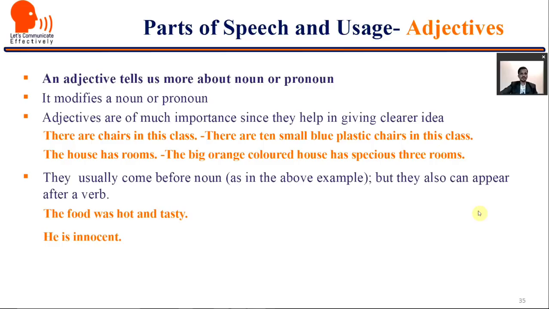The adjectives usually come before the noun as in the above example, but they also can appear after a verb. For example, the food was hot and tasty. He is innocent. Now here the adjectives hot and tasty tell more about food, but they are coming after the verb. And here the adjective innocent is used for him and it is used after the verb.